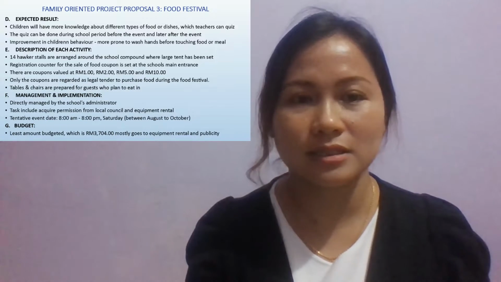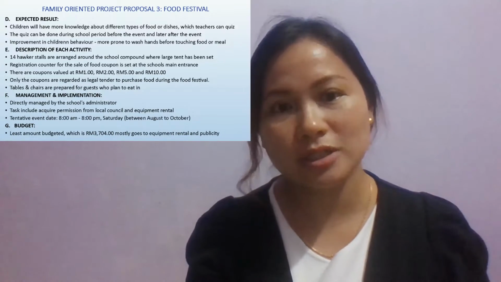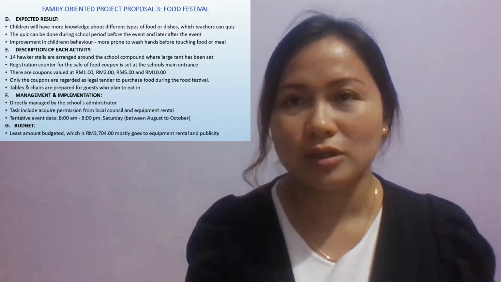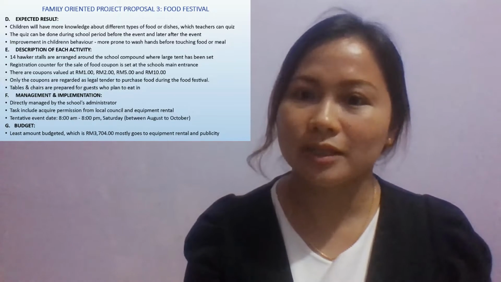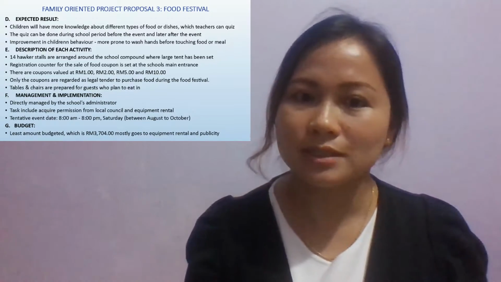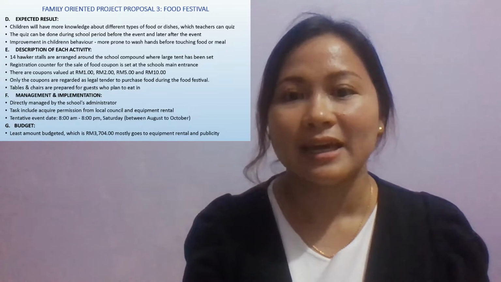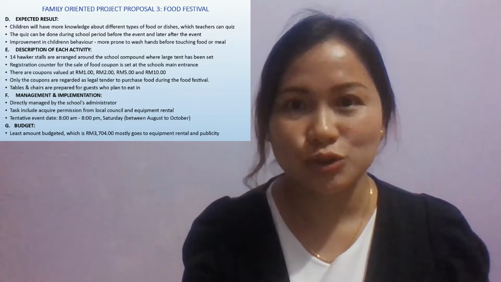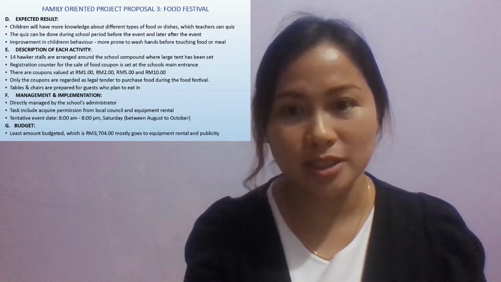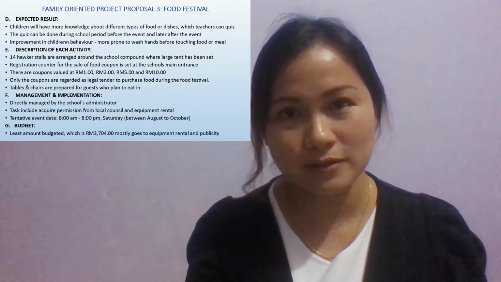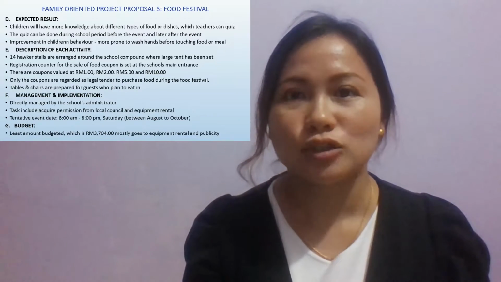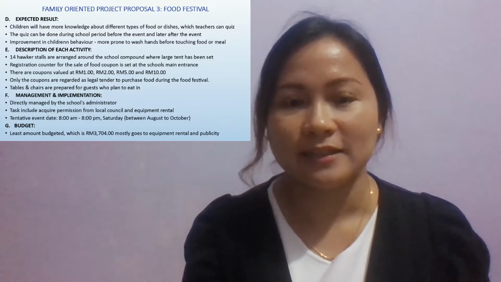And now the description of each activity. 14 hawker stalls are arranged around the school compound where a large tent has been set up. Registration counters for the sale of food coupons are set at the school main entrance. Only the coupons are regarded as legal tender to purchase food during the food festival. Tables and chairs are prepared for guests who plan to eat in.